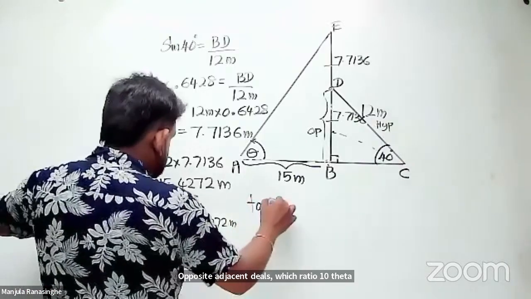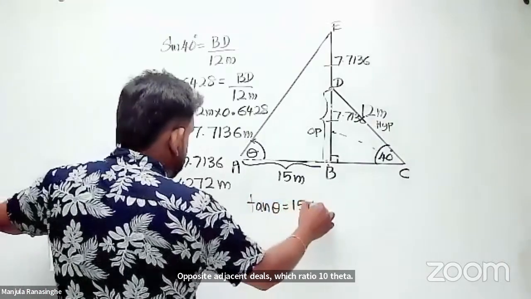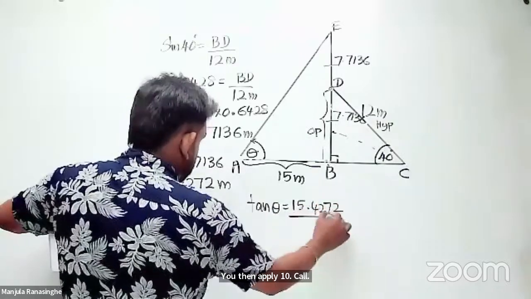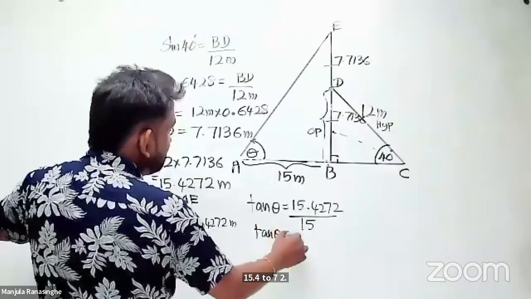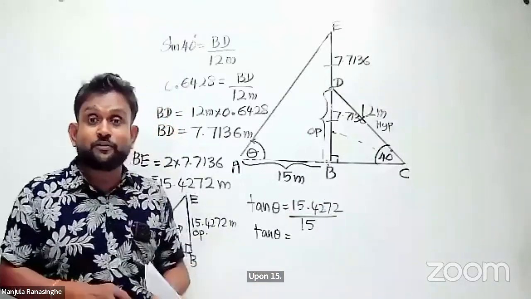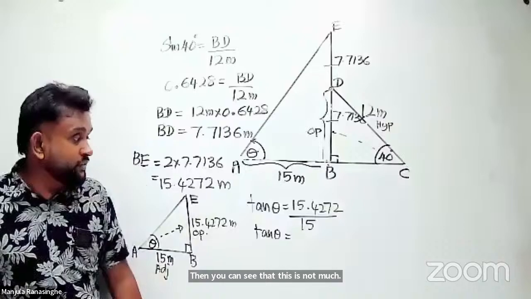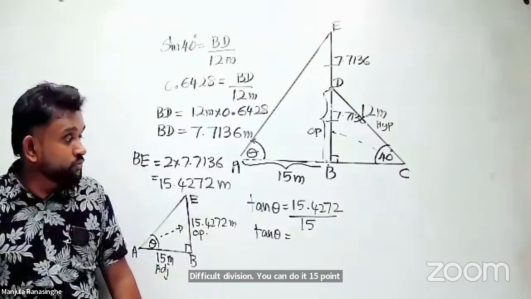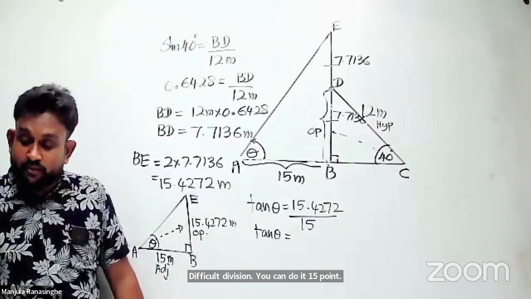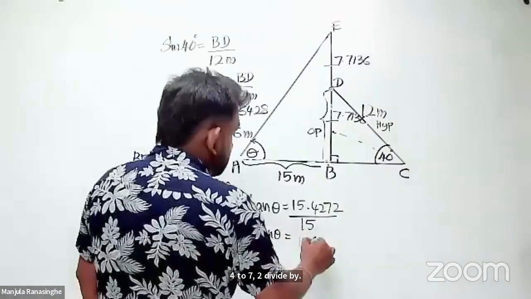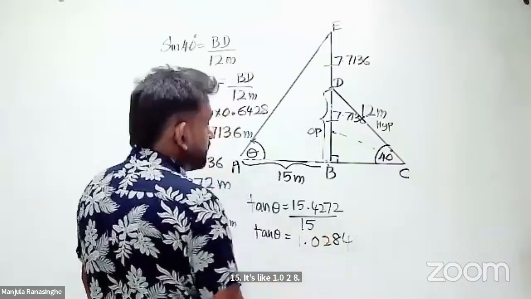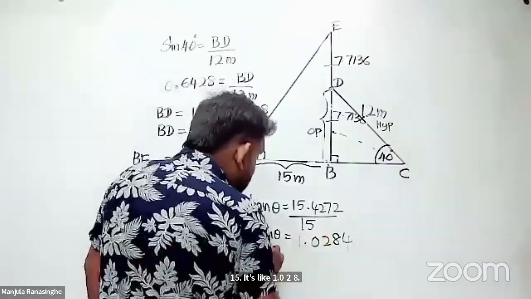You then apply tan theta equals 15.4272 upon 15. This is not a very difficult division. 15.4272 divided by 15 is about 1.0284. Okay, now that's the tan theta.